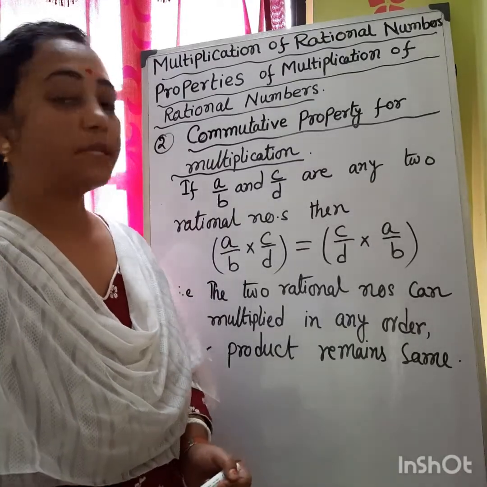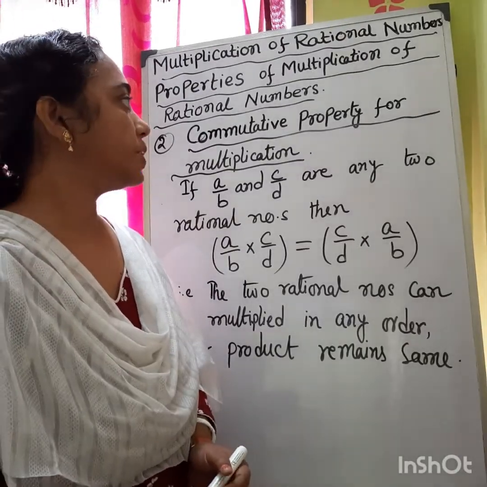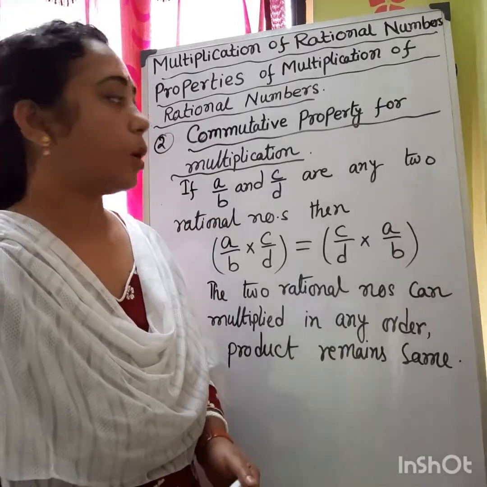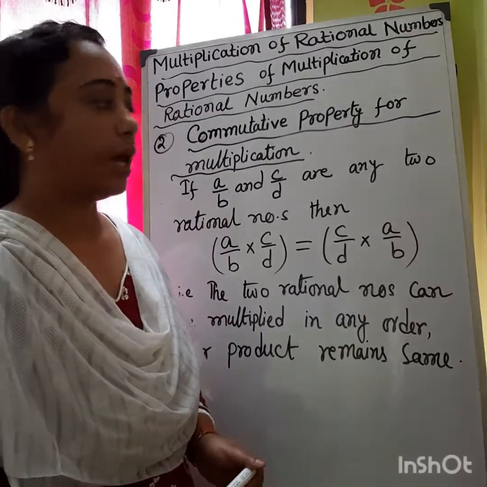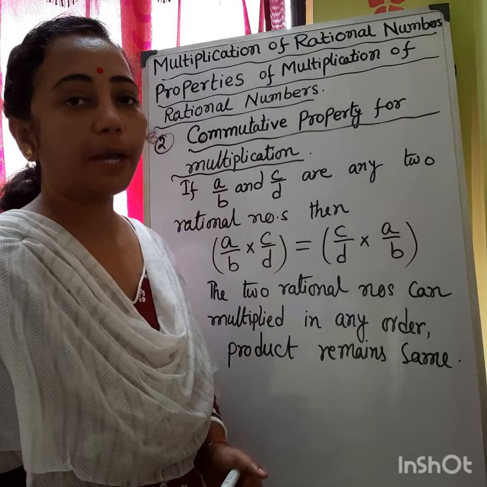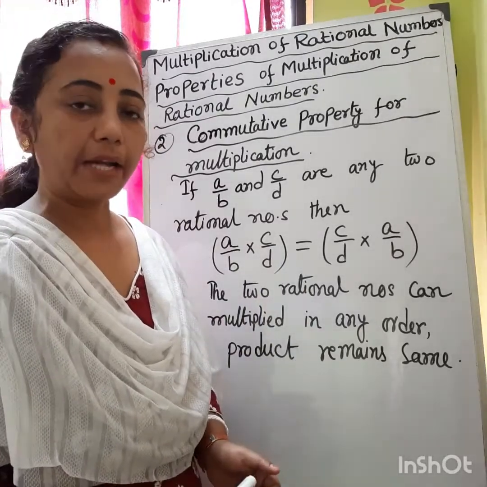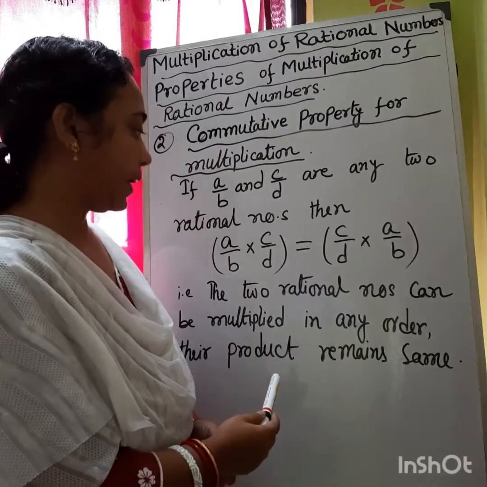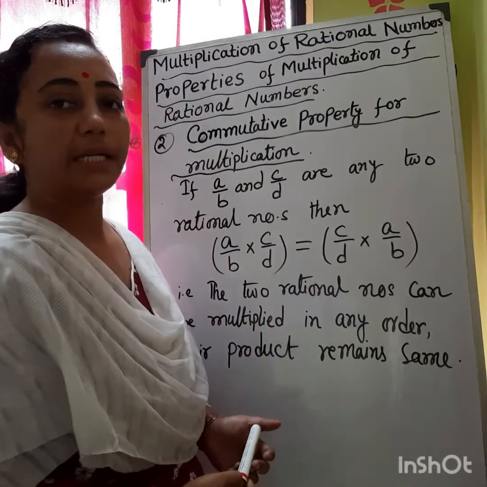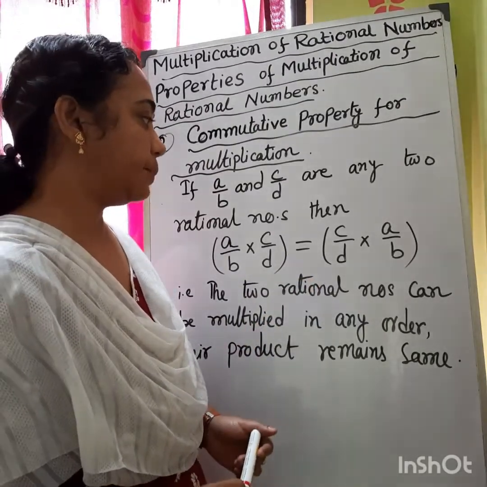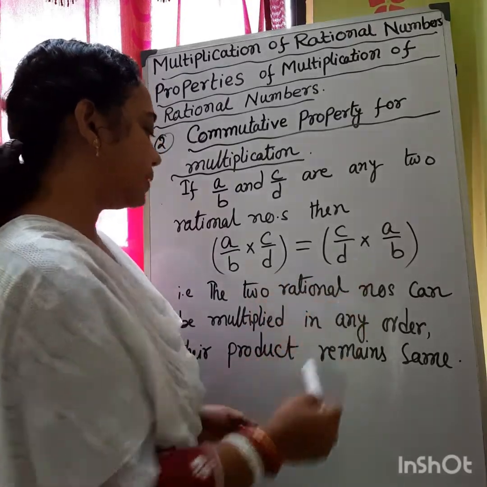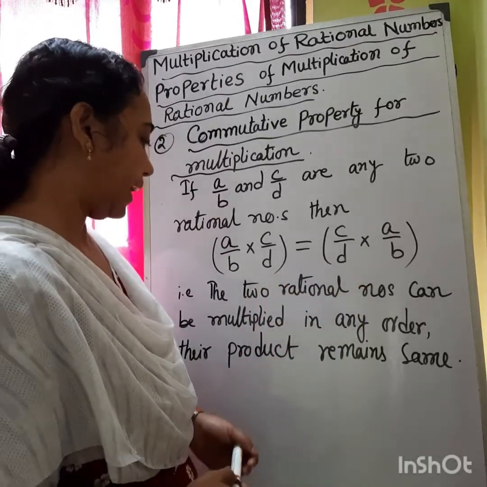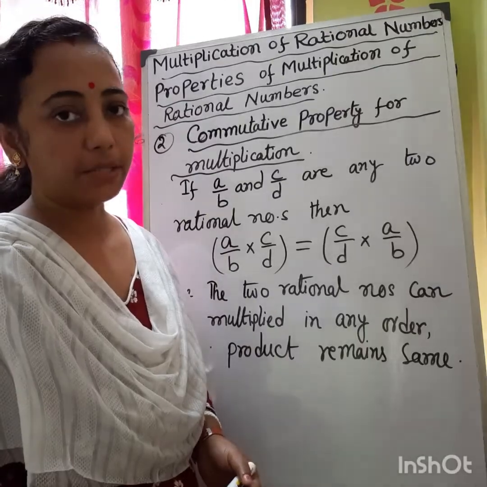Now let us know about the second property, that is commutative property. So commutative property for multiplication. If a by b and c by d are any two rational numbers, then a by b multiplied by c by d is equal to c by d multiplied by a by b. That is, the two rational numbers can be multiplied in any order, their product remains same.